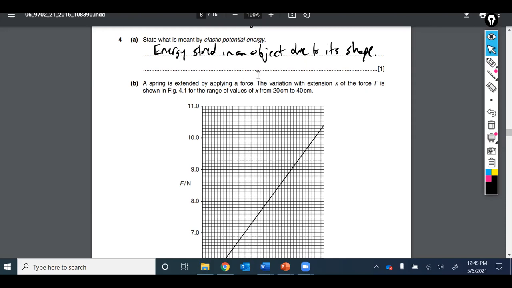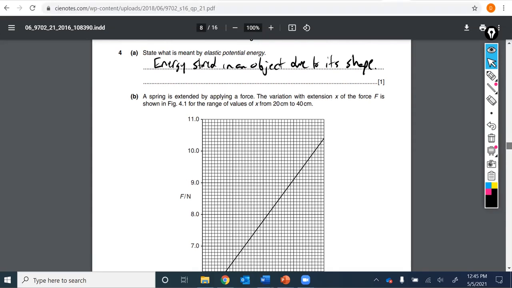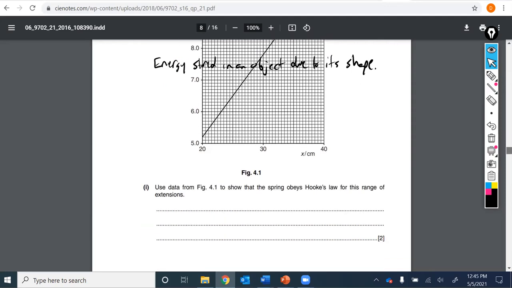It says a spring is extended by applying a force. The variation with extension x of the force F is shown in figure 4.1 for the range of values of x from 20 centimeters to 40 centimeters. Note that it's already giving you the extension. Sometimes they'll give the total length of the band or the spring, and you have to calculate what the extension is. Here, note that we're plotting extension against force. It says use data from the figure to show that the spring obeys Hooke's law for this range of extensions.